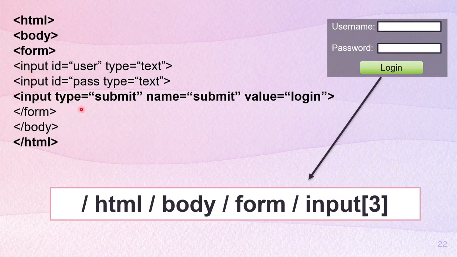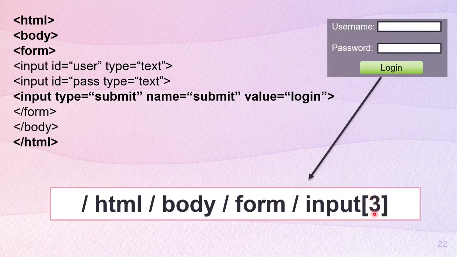The third input tag that I want to access, because I want to click on the login button. Here you can see the syntax: input type submit, name submit, and the value is login. This is the login button that we are having, and I want to click on this login button. For that, the XPath that we're going to use is this one.